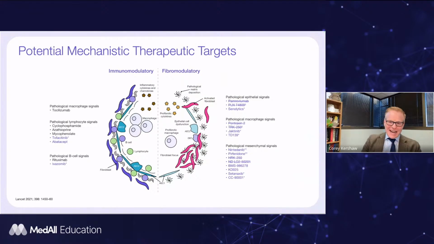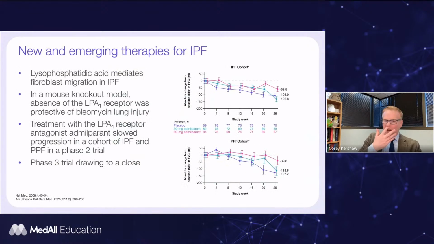Some of the medicines that I have lines crossed out there, these are medicines that have been studied already and did not progress past phase 2 or phase 3 to approval because they were negative studies. So I'm going to talk about some of these emerging therapies today.